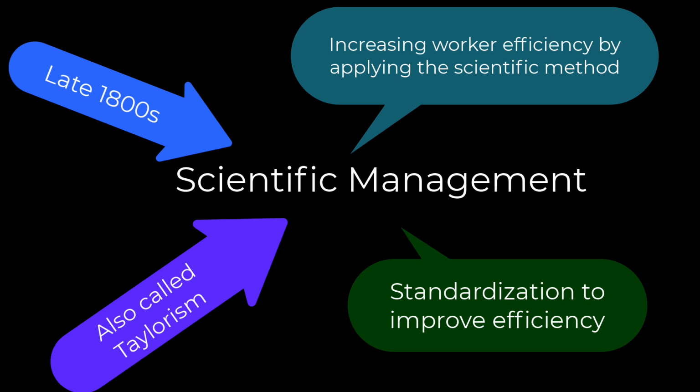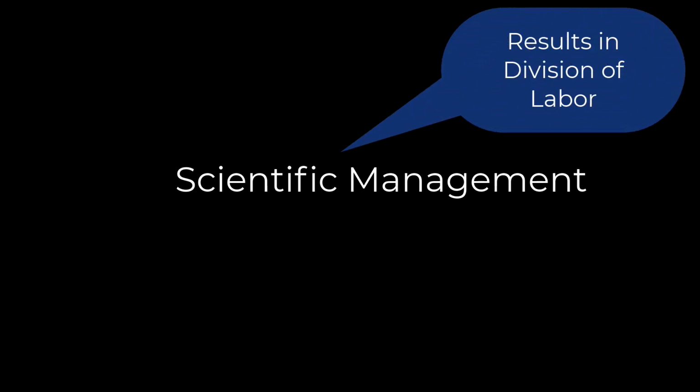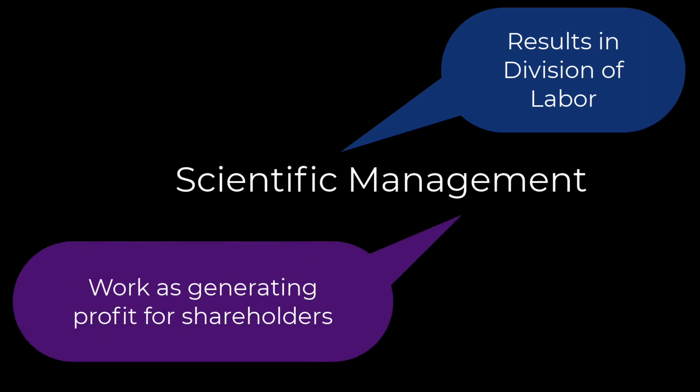fastest way possible. It's the job of the managers to keep track of what workers are doing, to check in on their movements, to keep time schedules. Scientific management results in a rather firm division of labor, and fundamentally it makes work about generating profit for shareholders. It doesn't really take the worker themselves into account.